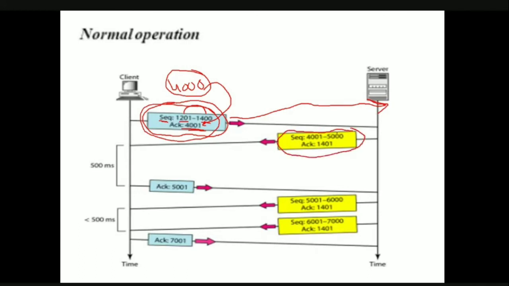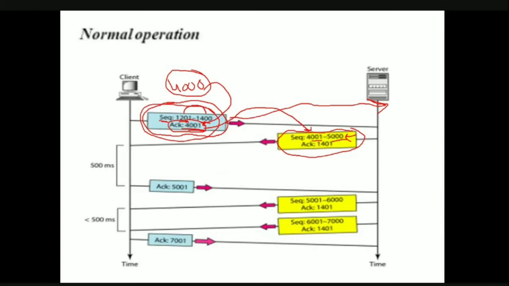Now the server is sending the data bytes from sequence number 4001 to 5000. If you see here, it is sending the acknowledgement 4001. So up to 4000 it has received the information successfully from the server. For this reason, the server is now sending the information from 4001 to 5000.